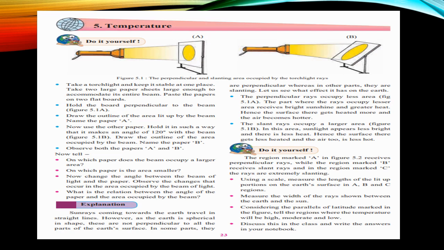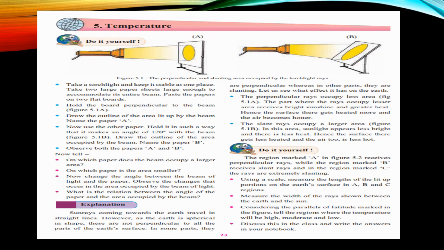Okay, I hope the activity is clear enough. देखो, the perpendicular rays वहां पे एक ही जगह वो फोकस करती है लाइट, जिसकी वजह से वो एरिया ज्यादा हॉटर हो जाती है. And in case of the next diagram where the angle is 120 degrees, वहां पे वो लाइट फैल जाती है, जिसकी वजह से कम heated होती है. Yes, so this is the effect. Now the next activity, do it yourself, again an activity.